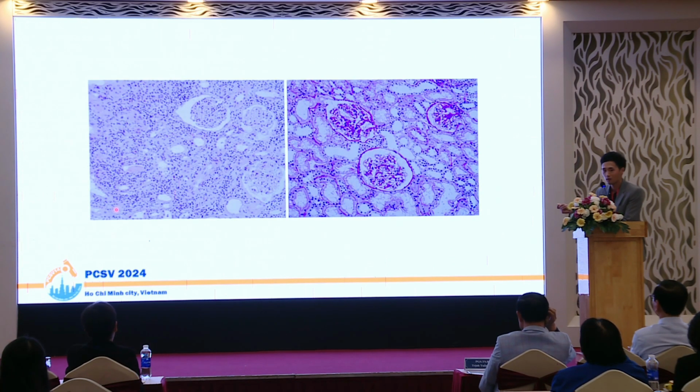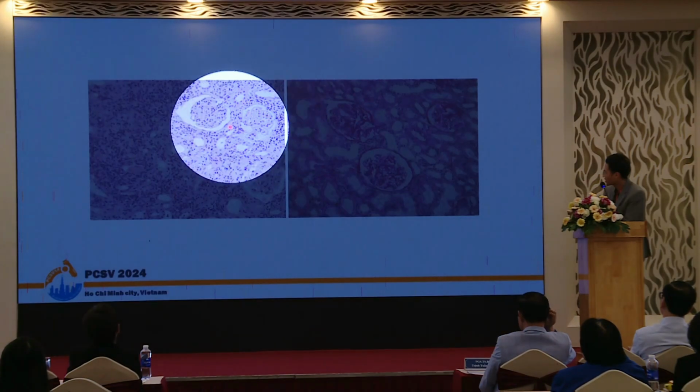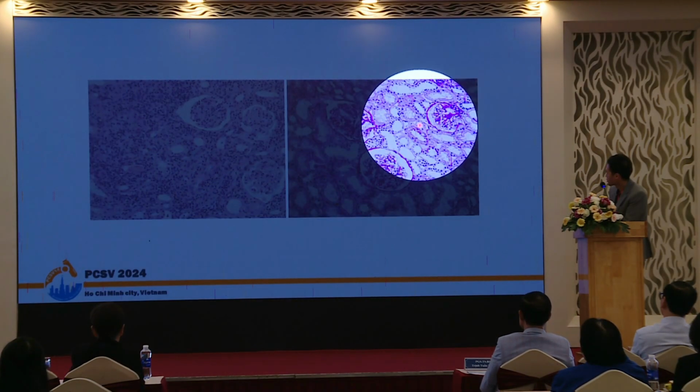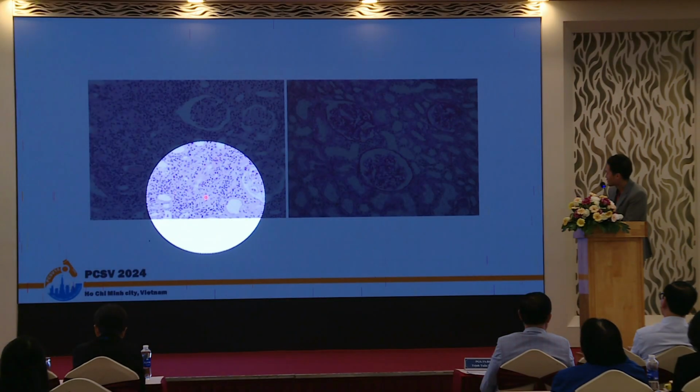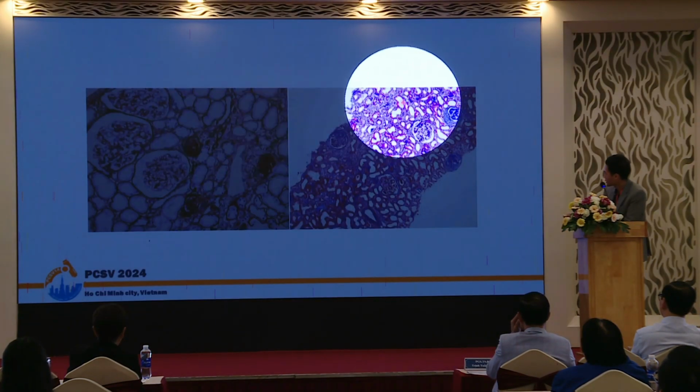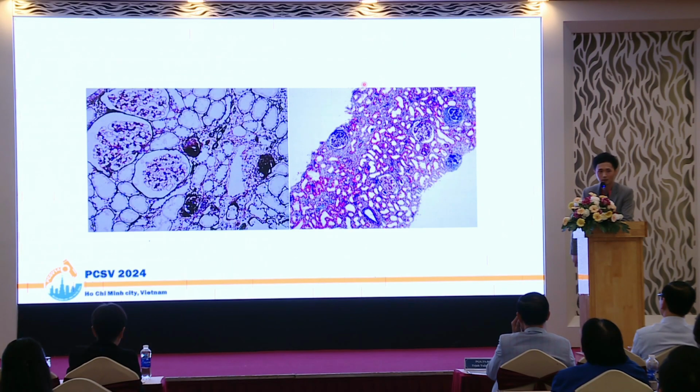Here's an example of light microscopy, H&E, PAS. We can see glomerulus, tubules, and inflammatory cells. In silver and trichrome staining, I know there are many various stainings, and many hospitals use different staining, but these are the basic stainings for light microscopy. We can see global glomerulosclerosis, tubular atrophy, and interstitial fibrosis.